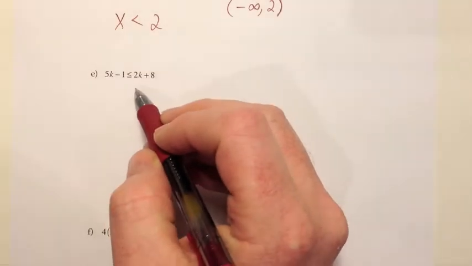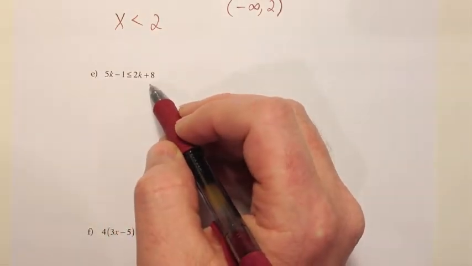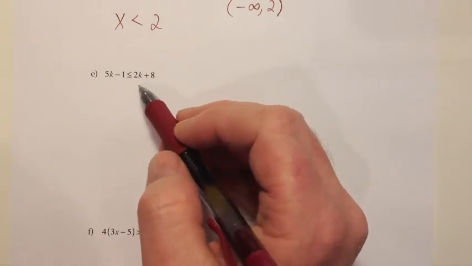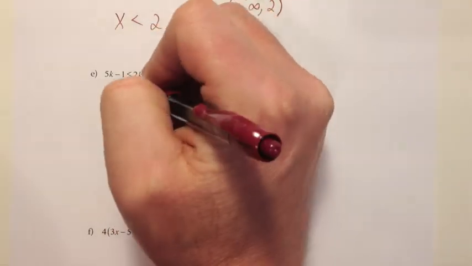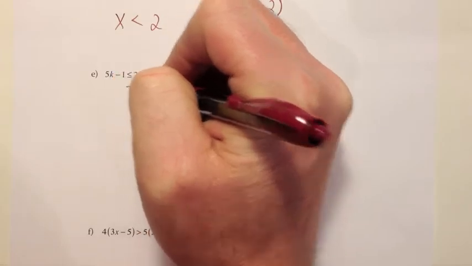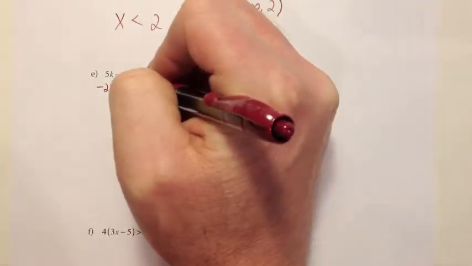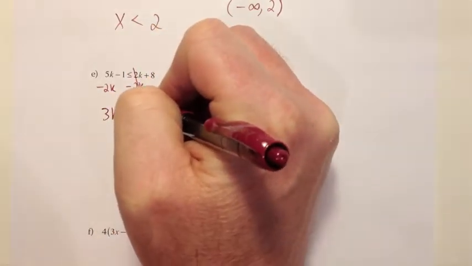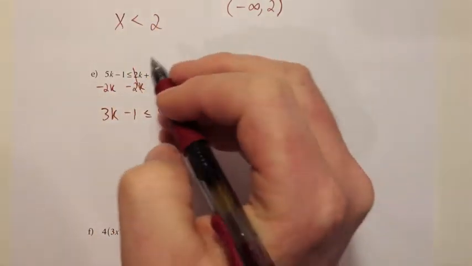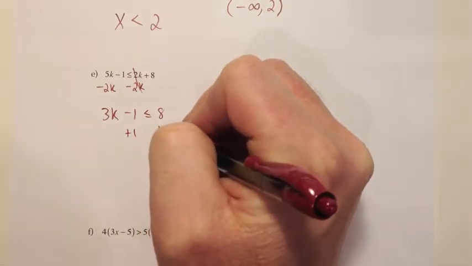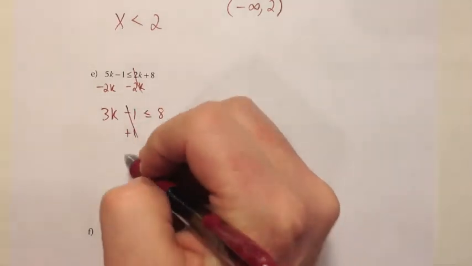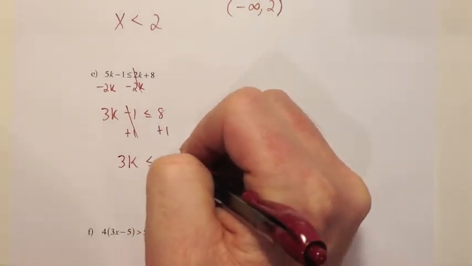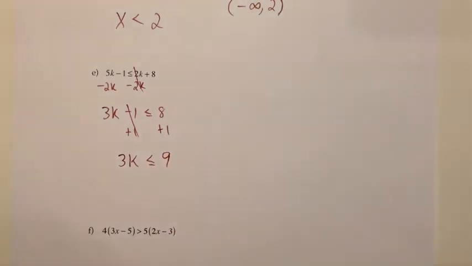5k minus 1 is less than or equal to 2k plus 8. I would want to get the values of the variable on one side, the numbers on the other, so I'll move the values of k to the left. So my first step would be to subtract 2k from both sides. Those cancel. I get 3k minus 1 is less than or equal to 8. I would add 1 to both sides to move the numbers to the right since I kept the variable on the left. And I get 3k is less than or equal to 9.